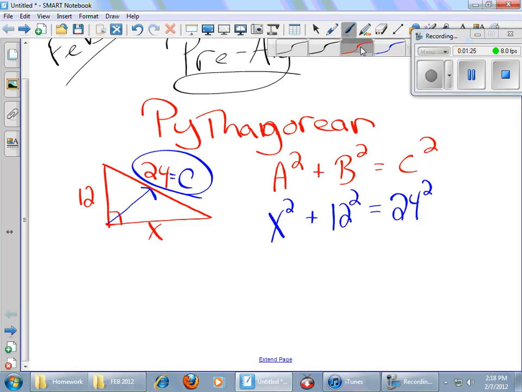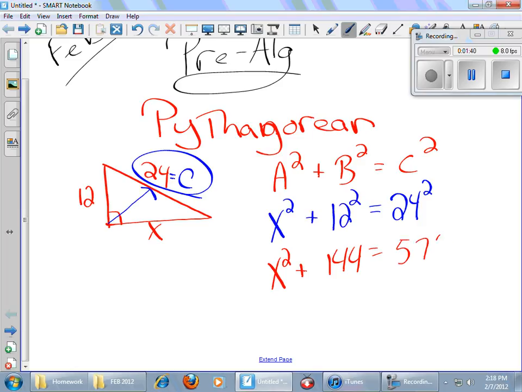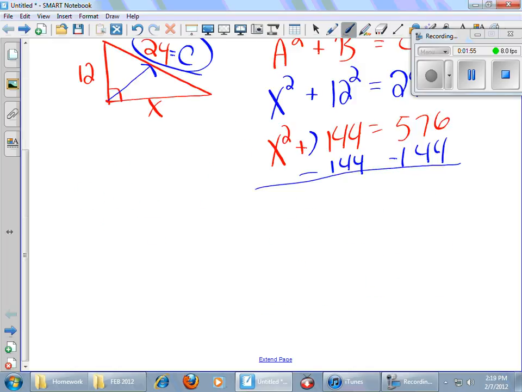My next step is to square everything. X squared plus 144 equals 24 squared, and I want to say that's 496, but let me double check that. As I'm saying, it just doesn't sound right. 24 squared, 576. There we go. I'm glad I double checked myself. 496 just didn't sound like enough. All right, 576. Now I'm going to subtract 144 from each side. Omar can tell you that I'm going to subtract 144 because this 144 is positive, so I need to use subtraction to undo it. Use the inverse operation.